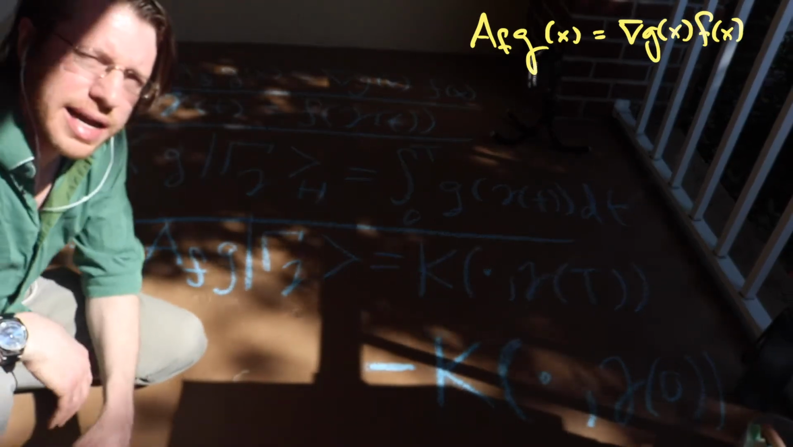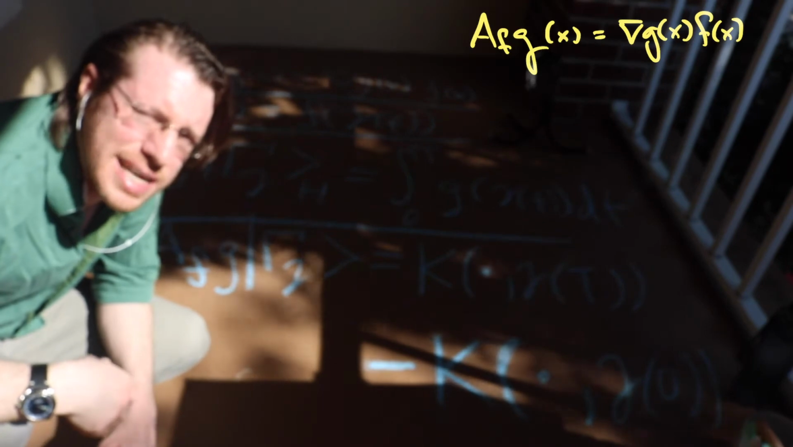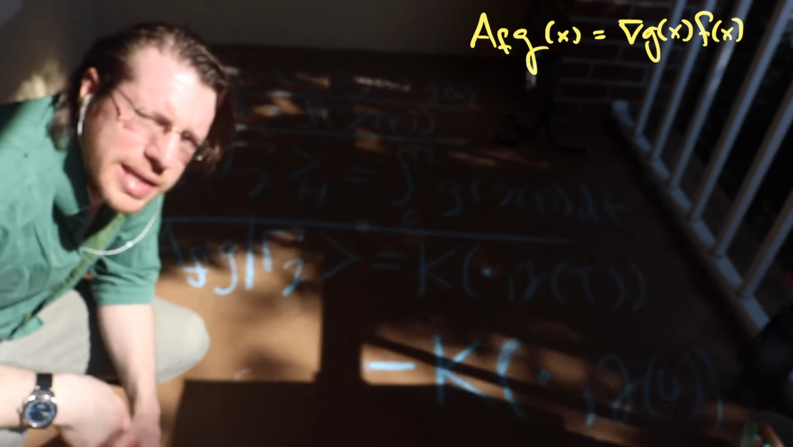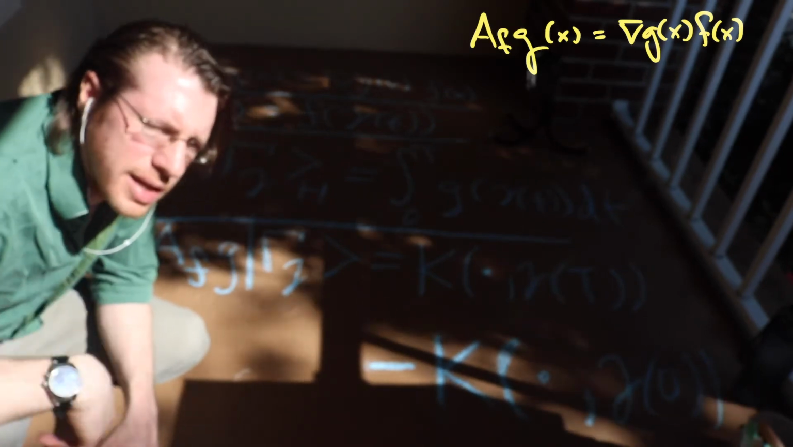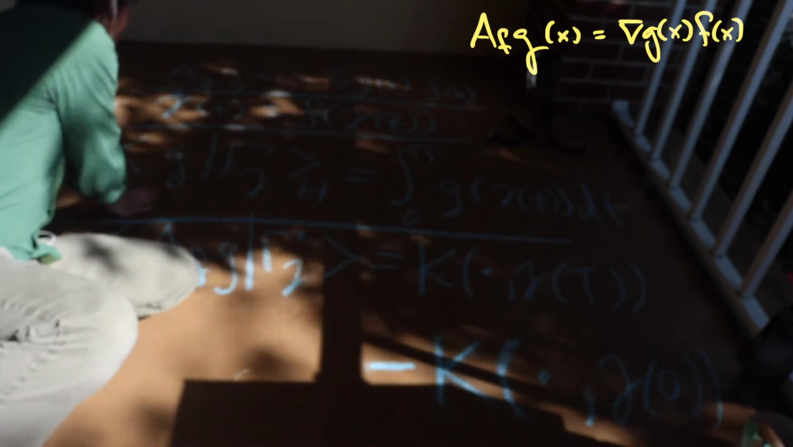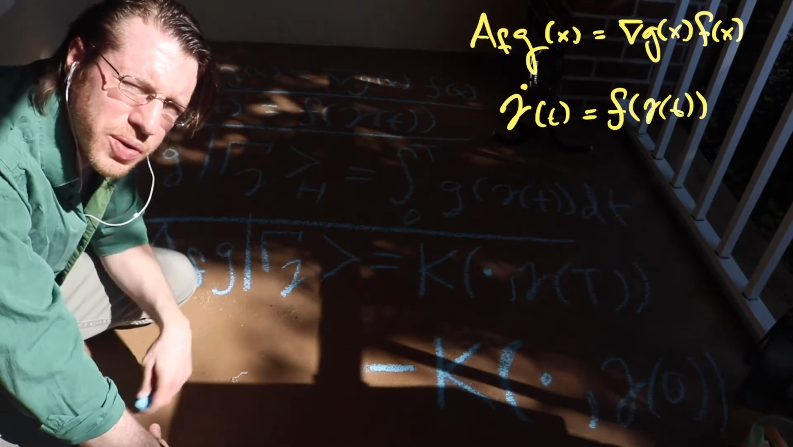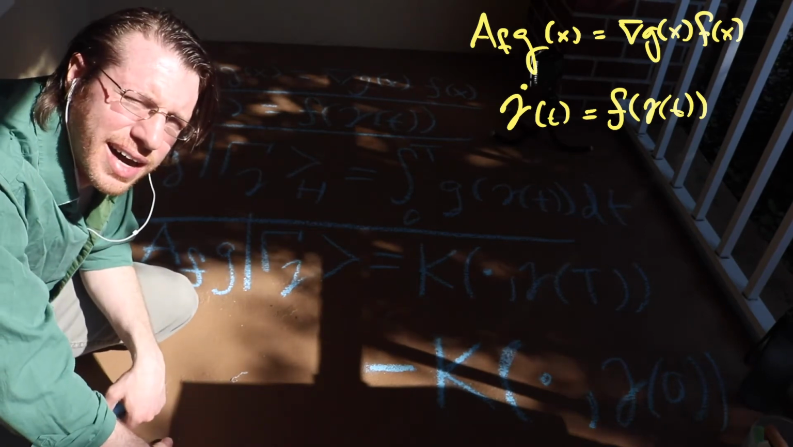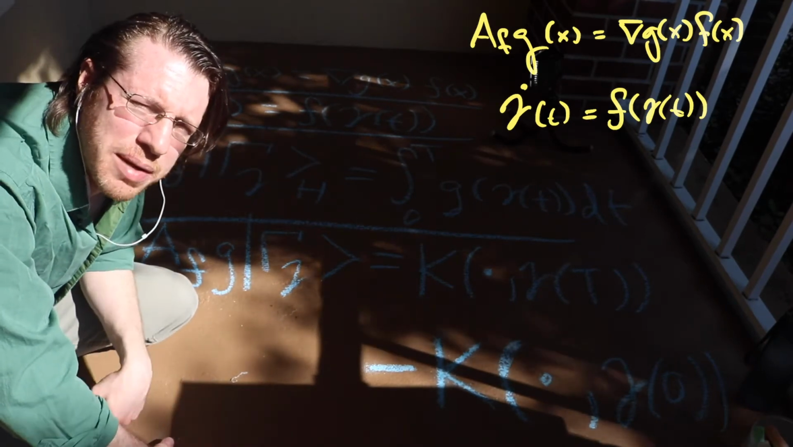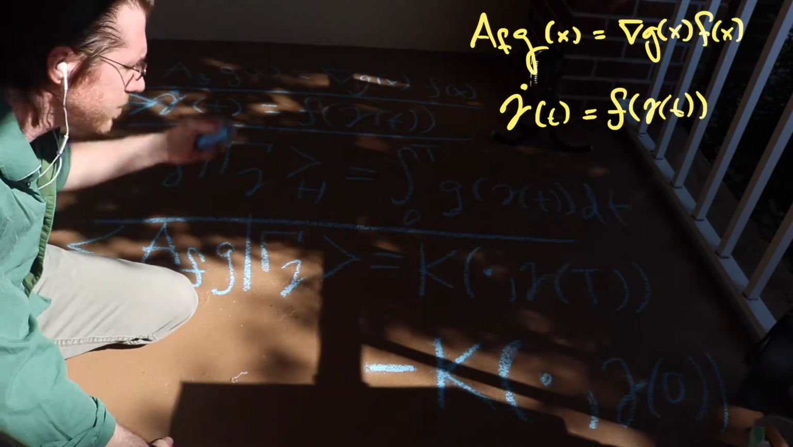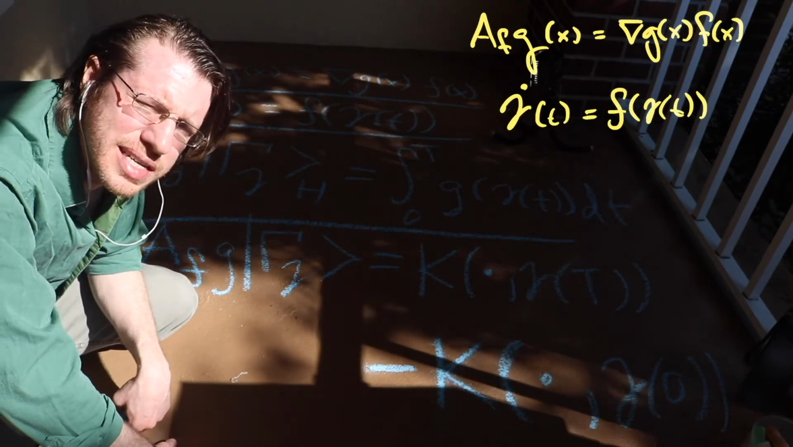If you want to get at this from a data standpoint, you need to have a trajectory coming from your system. The trajectory that we're going to be talking about here is gamma. Here we're saying that gamma dot is equal to f of gamma, so it satisfies our continuous time dynamics.